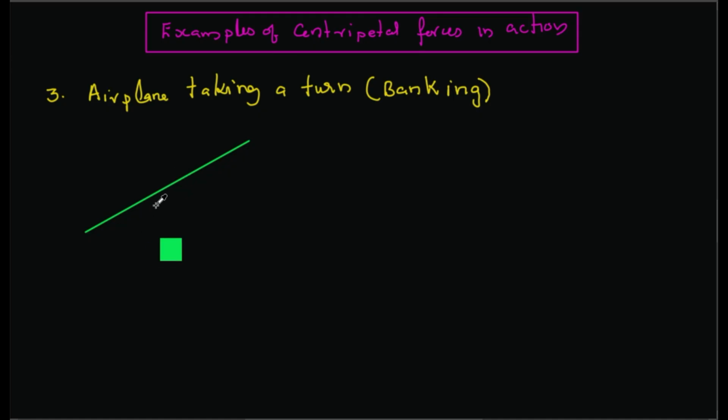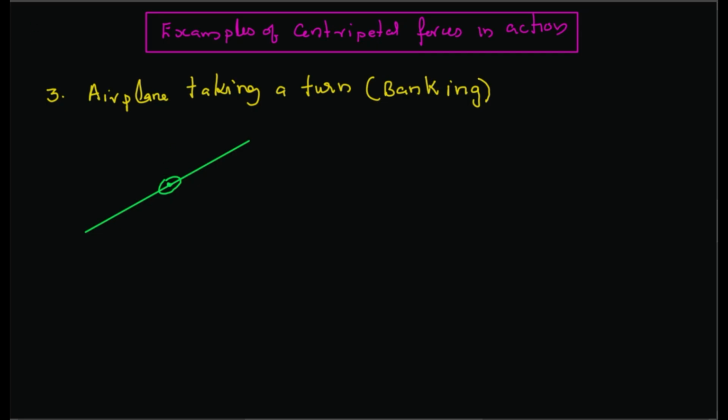It should be near the center. It doesn't really matter, because the purpose is just to get all the forces marked and see where we get the centripetal force from. Okay, that's the body of the airplane. Now this point we can consider as the center of mass of the airplane.